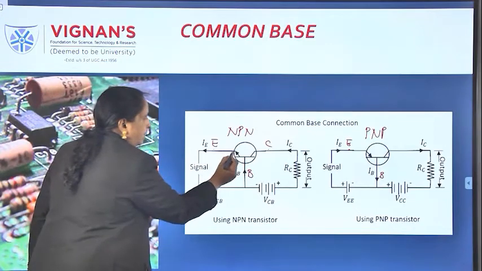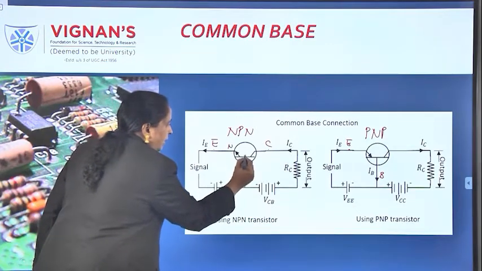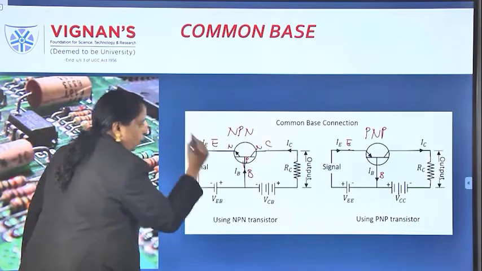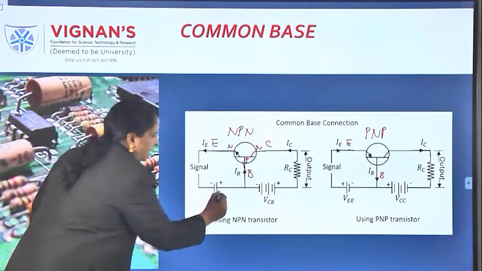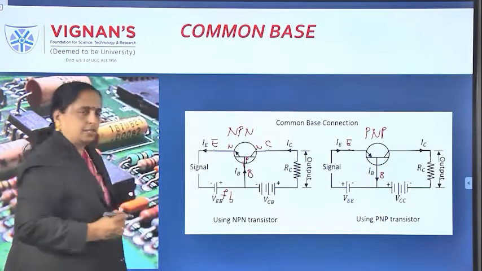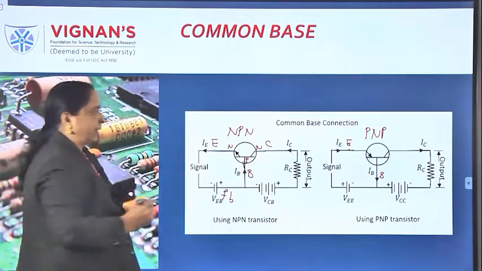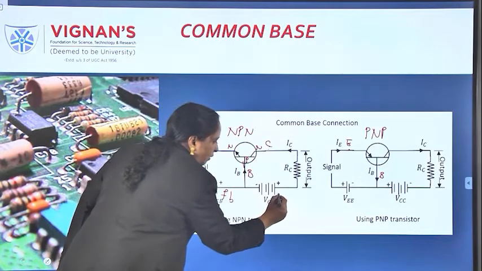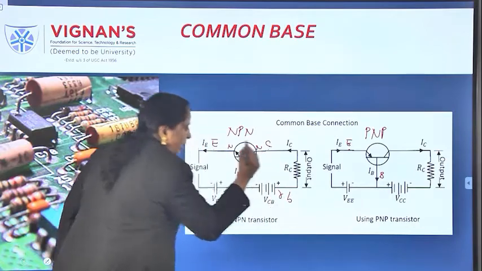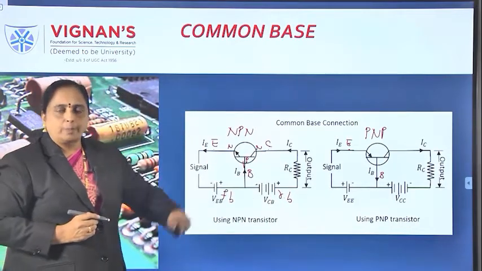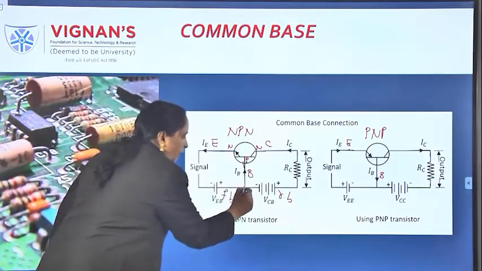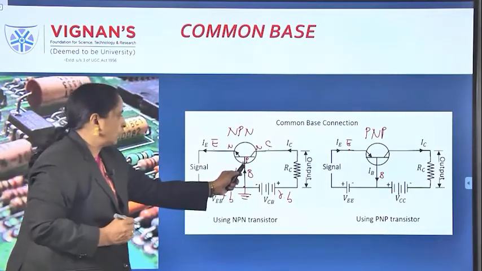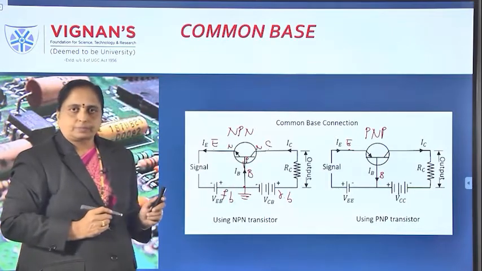What is the material here? NPN transistor. So N negative, P positive. So this is under forward bias condition. Similarly, the collector junction is reverse biased. Collector material is N, so N positive, P negative, so this is under a reverse bias condition. So this is known as a common base, that is, the base is common. So we can say that the base is grounded, or it is common to emitter and collector.